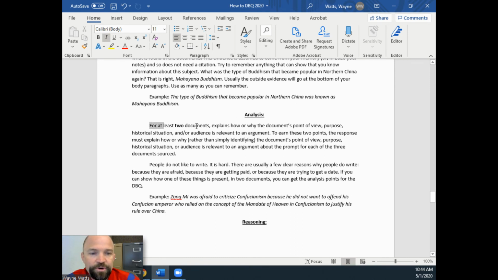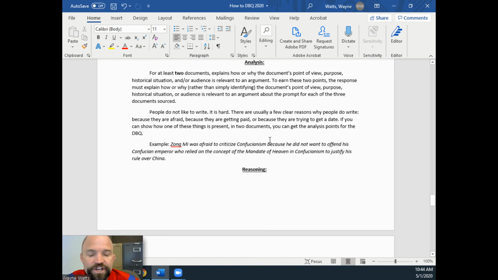All right, so analysis. You can score 2 points for this. For at least 2 documents, explain how or why the document's point of view, purpose, historical situation, and or audience is relevant to an argument. To earn these 2 points, the response must explain how or why, rather than simply identifying the document's point of view, purpose, historical situation, or audience is relevant to an argument about the prompt for each of the 3 documents that are sourced.